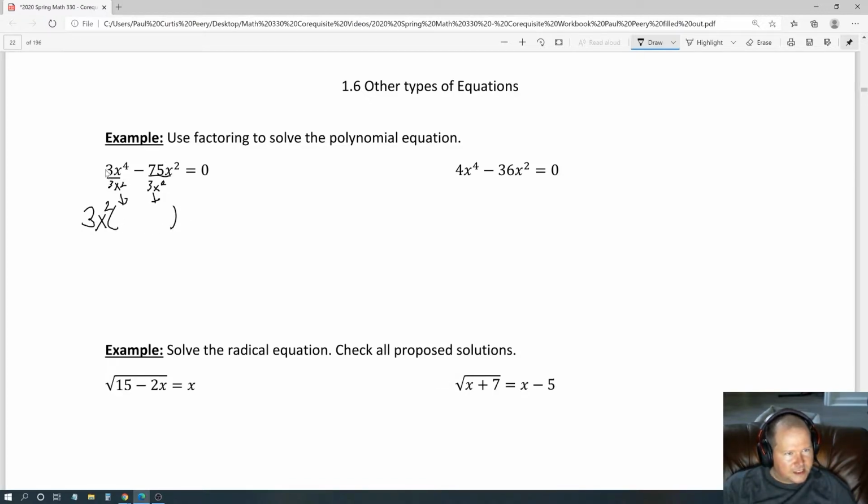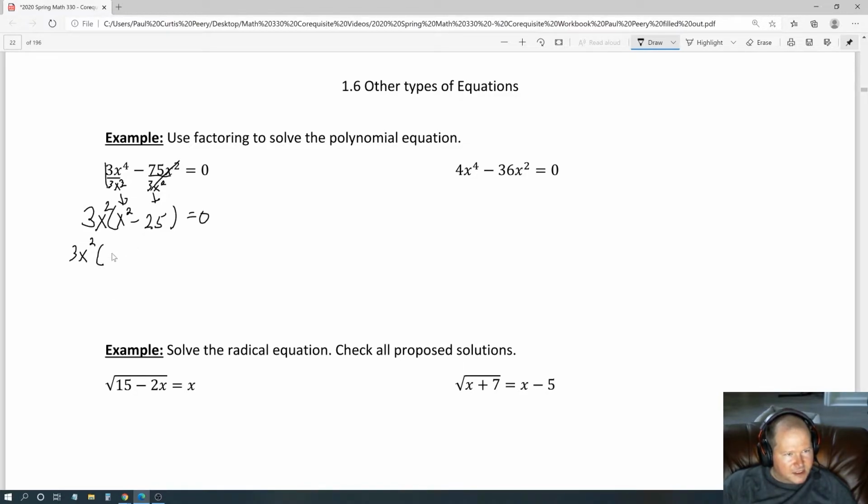So 3's cancel out on this one. X to the fourth divided by x to the second: 4 minus 2 gives you 2, so we end up with x squared. Now 75 divided by 3 is 25. X to the second divided by x to the second, those cancel out. Set equal to 0. So we keep the 3x squared, and we factor x squared minus 25.